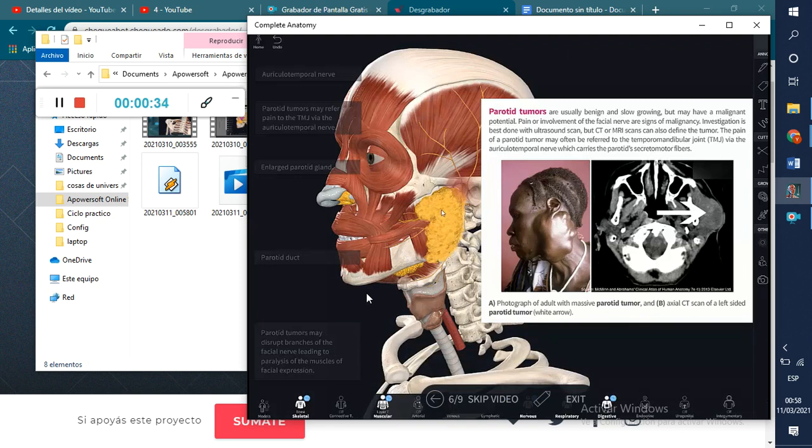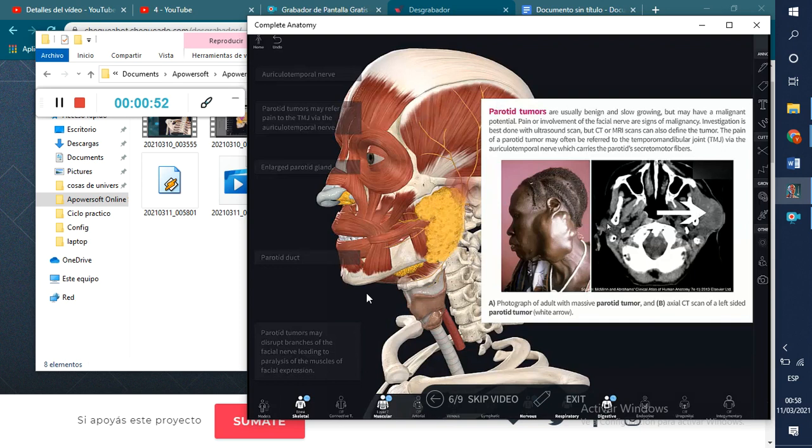So pain or involvement of the facial nerve are signs that it's malignant, and the investigation is best done with an ultrasound scan. You can see actually here this is now a CT scan, but already with an ultrasound scan you can see if the parotid gland is abnormally large.